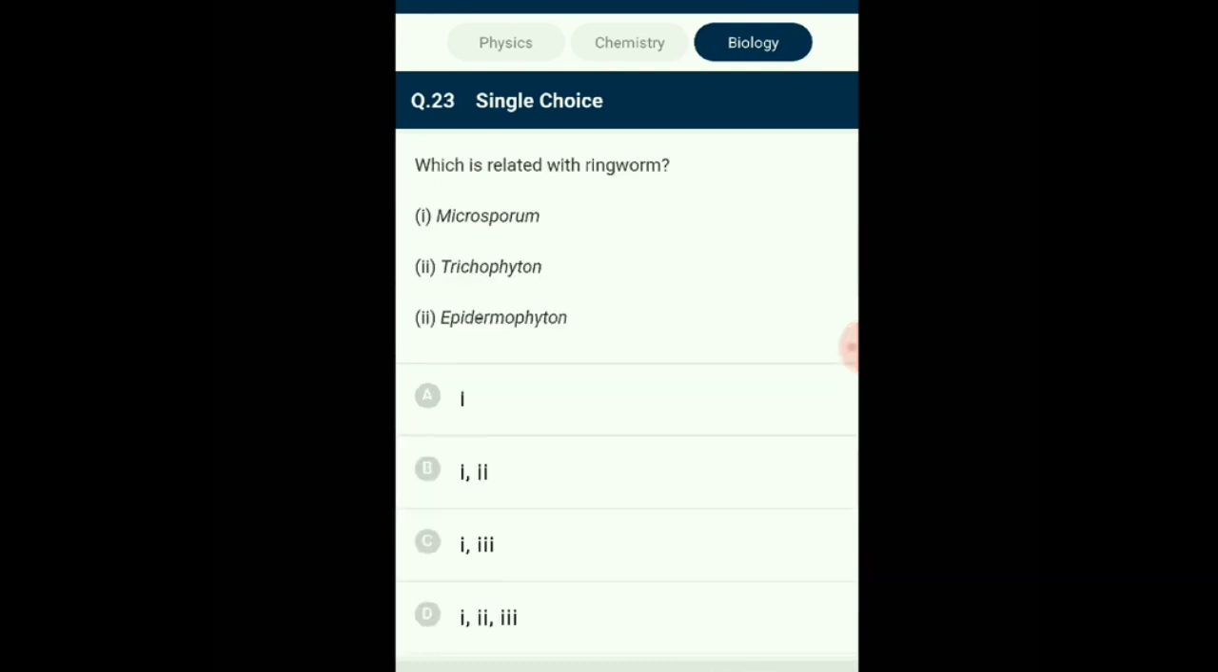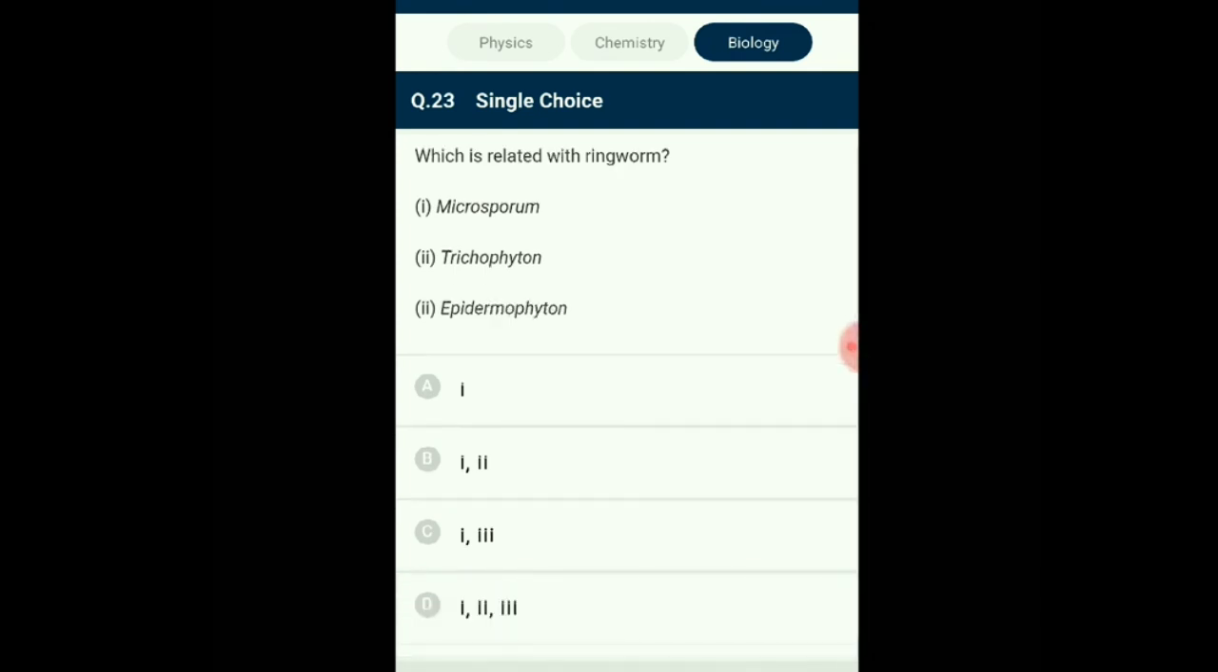Question number 23. Which is related with ringworm? Dermatophytosis is a fungal disease also called tinea. It affects the scalp, nails, feet, etc. Due to the appearance of a red ring on the body, it is called ringworm. It is caused by the fungi Microsporum, Trichophyton and Epidermophyton, which are collectively called dermatophytes. So the answer is option D. All three, Microsporum, Trichophyton and Epidermophyton, are related with ringworm.